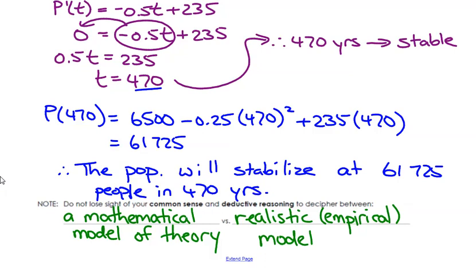Okay, now what that note says at the bottom is, make sure that this is all theoretical. Make sure that you understand the difference between theoretical statements and what could be potentially realistic or more empirical. Use your own common sense, use your deductive reasoning, because a population that started off at 6,500 becoming 61,725 in 470 years, you just want to make sure that actually makes sense. Even though it follows a theoretical, mathematical model, will the town even have enough resources to become that big? Does it have enough finances?